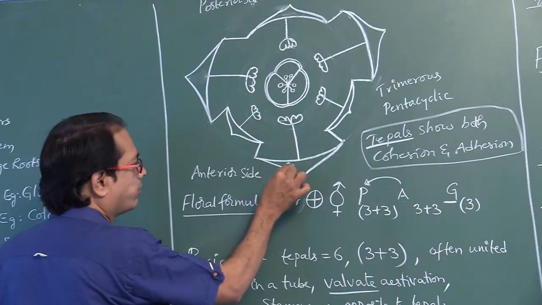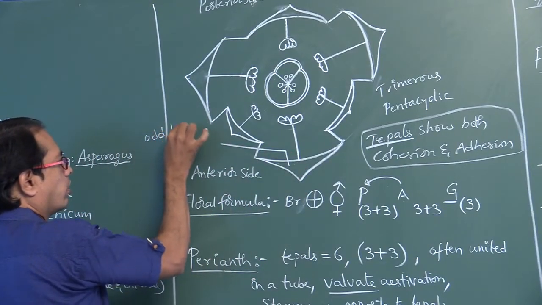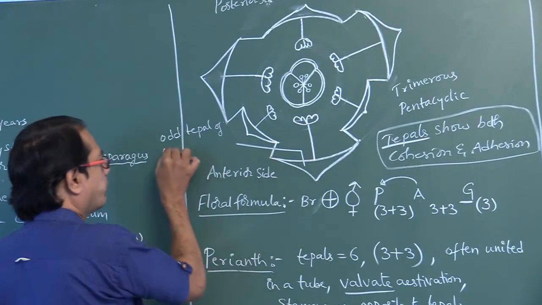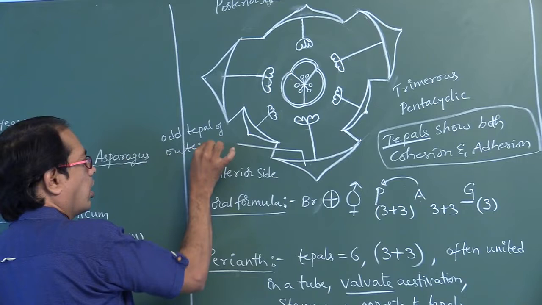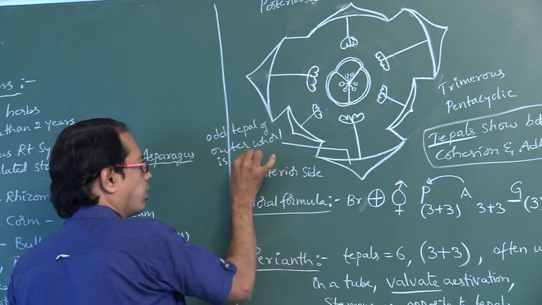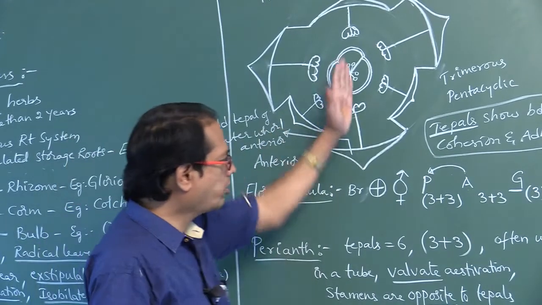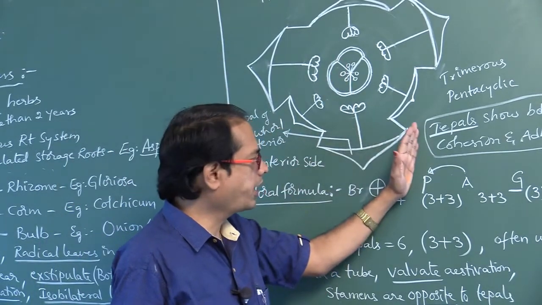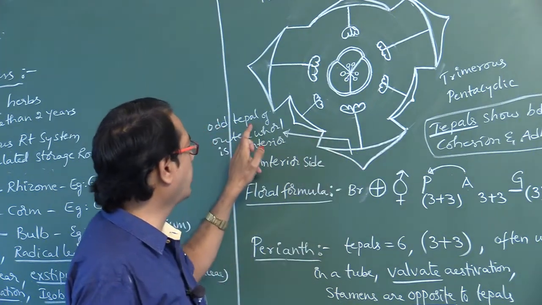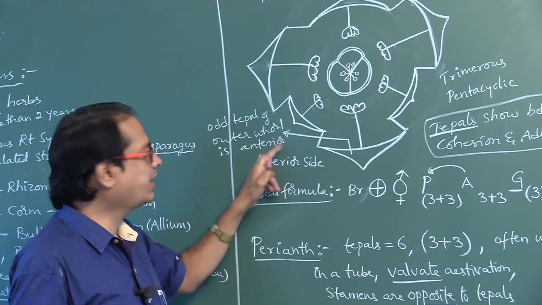So the odd tepal of outer whorl is anterior. Odd means some part is occupied on the right side and another part on the left side. That is so called odd. Odd tepal of outer whorl is anterior.